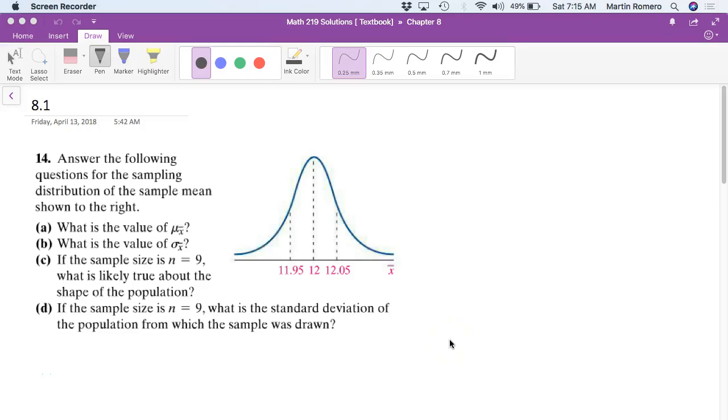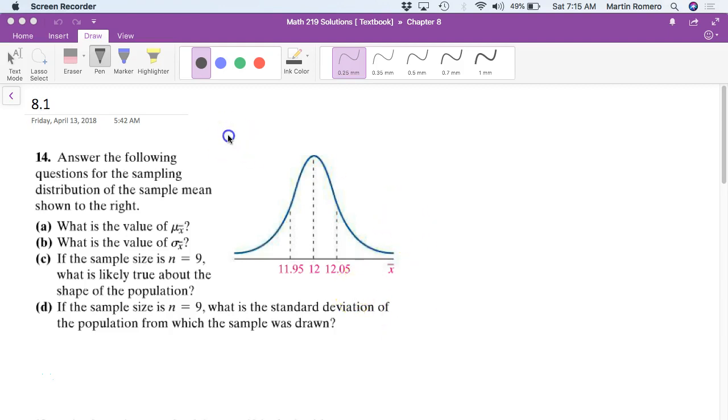These are the solutions to Chapter 8.1 textbook written homework. We start with problem number 14.